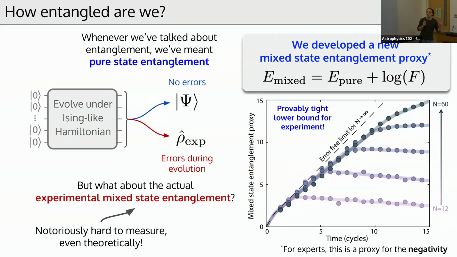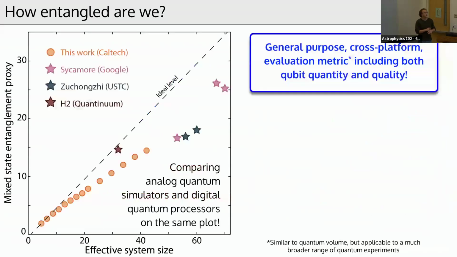And does this really matter? It matters because we don't just have the opportunity to do this with Rydberg atom arrays. We can do this with any type of quantum system which can measure fidelity. And so, for instance, we can put on the same plot our experimental mixed state entanglement entropy against different types of digital quantum processors, and actually compare analog, digital, logical, hybrid processors all on the same footing.